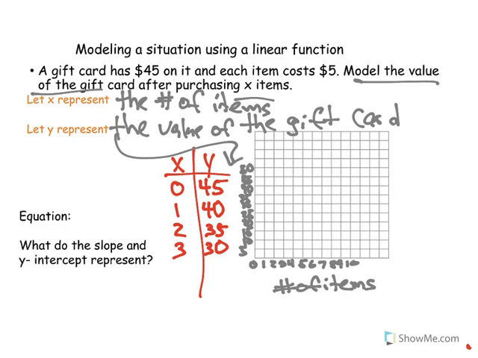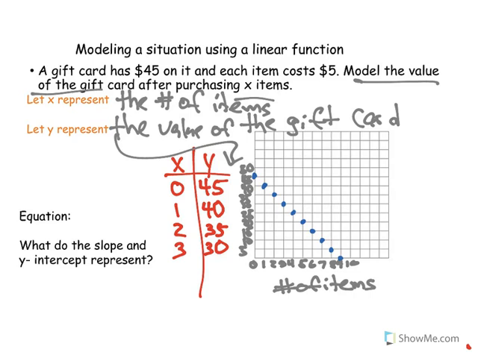So I'm going to plot the values that I have, 0, 45, 40, and so on, until I get here, right? What happens? Well, if you buy 9 items, you go to the counter and the cashier is going to say this gift card is worthless now, right? You spent all $45 that were on it.